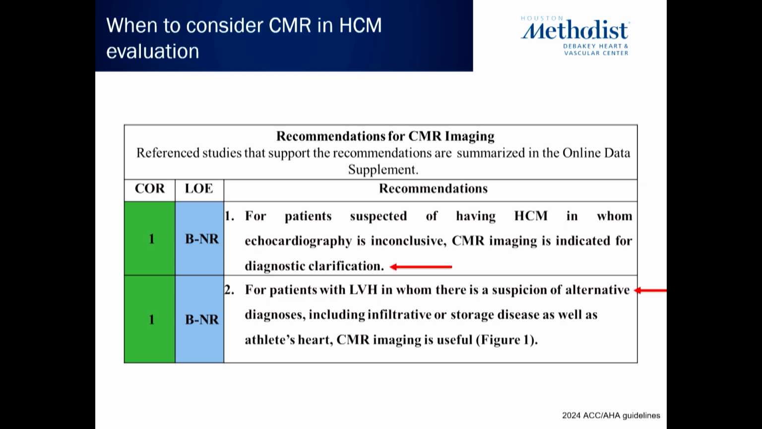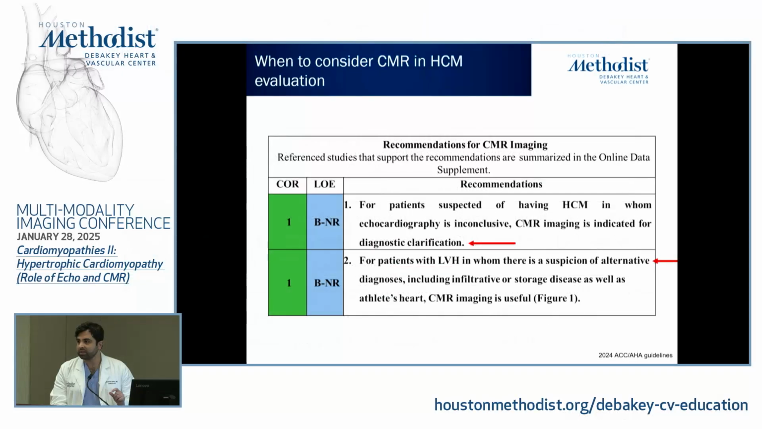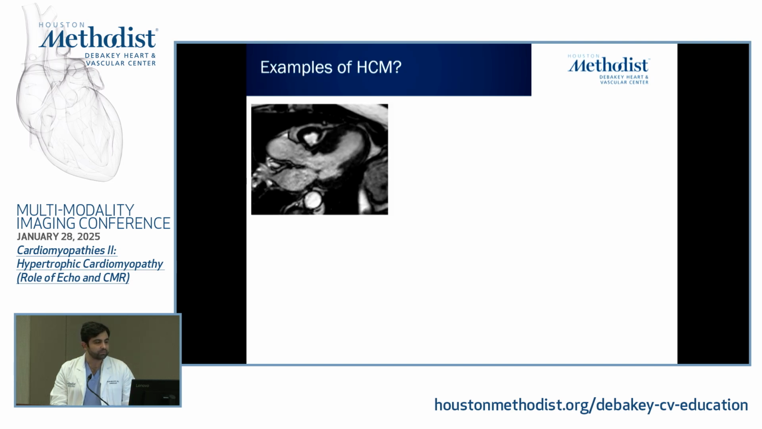And then if there's LVH and suspicion of alternative diagnosis, and this is where the key indication nowadays is for CMR tissue characterization, you really have to strongly consider MRI, and it's become near standard of care, particularly for older individuals without genetic mutations where there's a litany of alternative conditions, and you don't want to overcall HCM in everyone with hypertrophy. So here are some case examples.